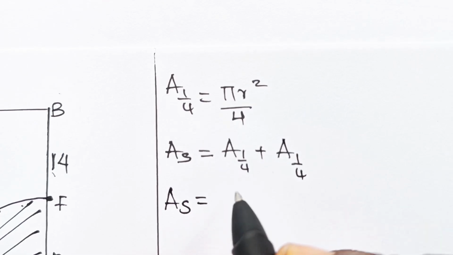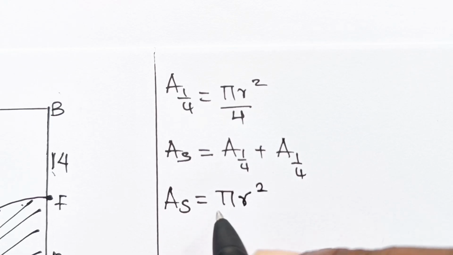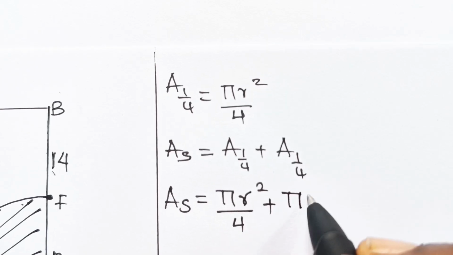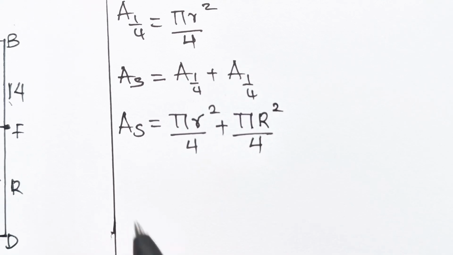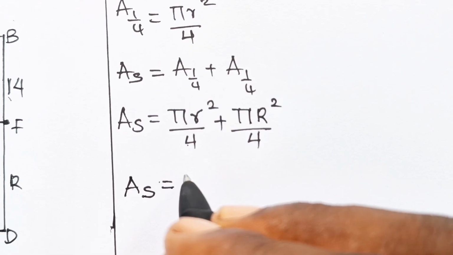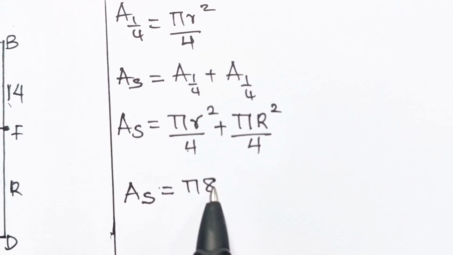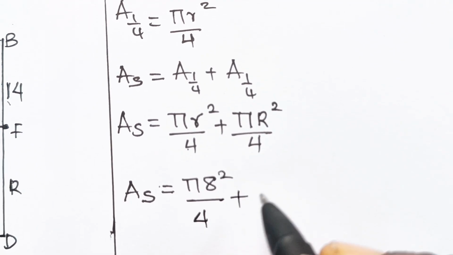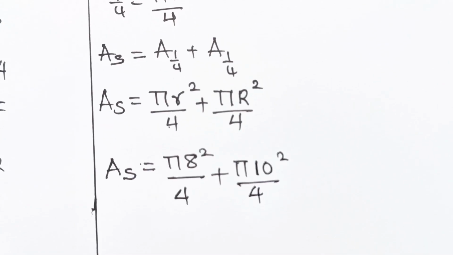So the area of the shaded portion should be pi. For the first quadrant, which is the smaller one, it is going to be pi small r squared over 4, plus, for the bigger one, pi, the radius is capital R, squared over 4. Remember that small r is 8. So it's going to be 8 squared divided by 4, right? Plus pi, capital R is 10, so we have 10 squared over 4.